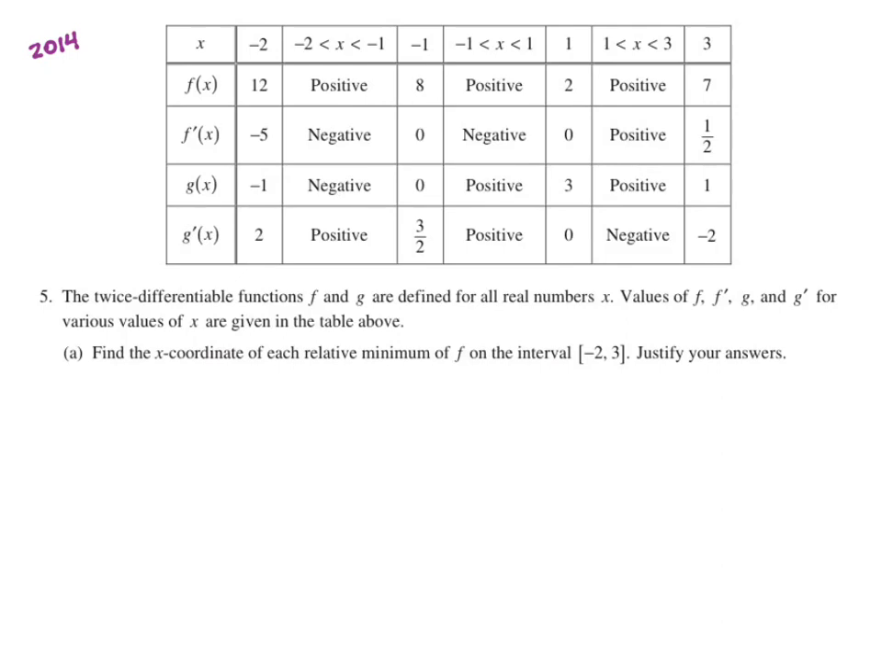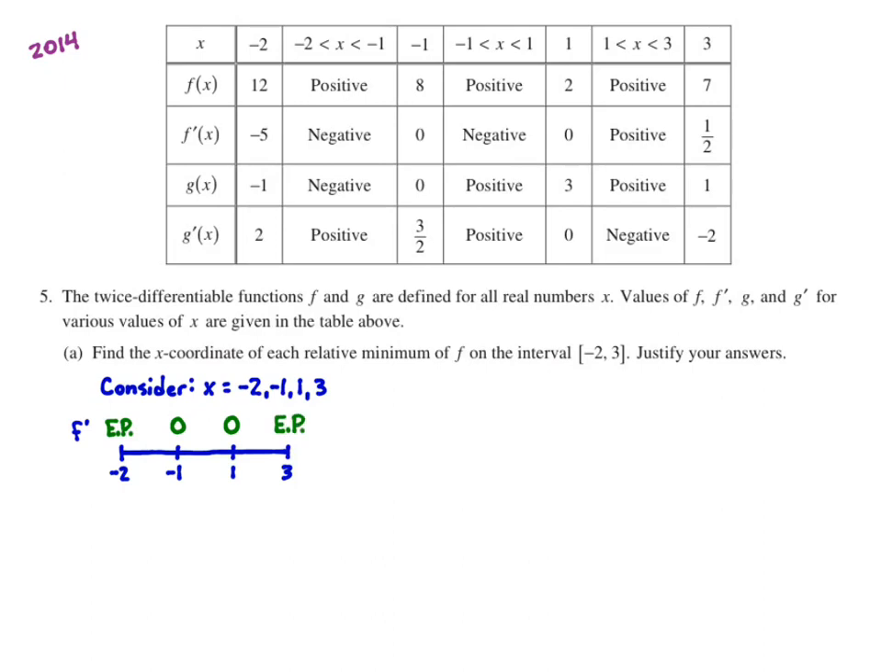And then our other critical points are endpoints. And because this is a closed interval, the endpoints count at -2 and 3. So I'm going to say consider when x equals -2, -1, 1, and 3. And for my own sanity, for my own understanding, I'm going to go ahead and create a number line for this, and I'm going to have the number line for f prime, and I'm going to label these values. At -2 we had an endpoint, at -1 f prime was 0, at 1 f prime was 0, and at 3 we had another endpoint.